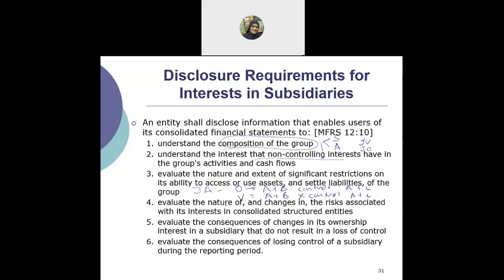Evaluate the nature of, and changes in, the risks associated with the interest. Evaluate the consequences of changes in the ownership interest that do not result in the loss of control. Evaluate the consequences of losing control of a subsidiary during the reporting period. Objectives number 5 and number 6 here relate to topic 3. We're going to discuss them in detail in topic 3.